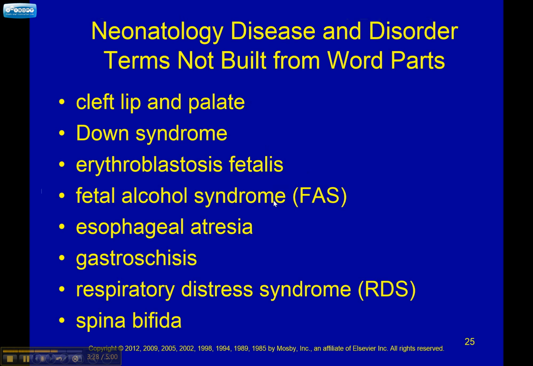Fetal alcohol syndrome, remember we talked about things can go back and forth across the placental membrane, and they can go back and forth from mother to baby, and that's when a mother drinks alcohol during pregnancy and the baby actually becomes addicted to alcohol. Spina bifida is actually an opening in the back of the spine of the baby. Nowadays they can do surgery while the baby's still in the womb.